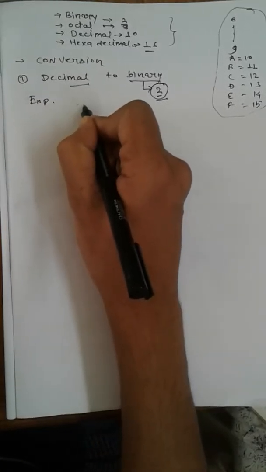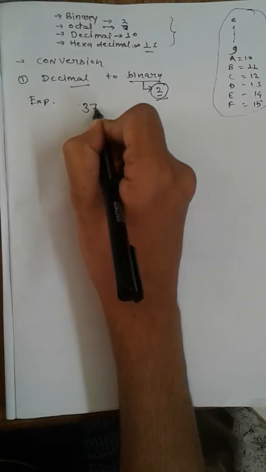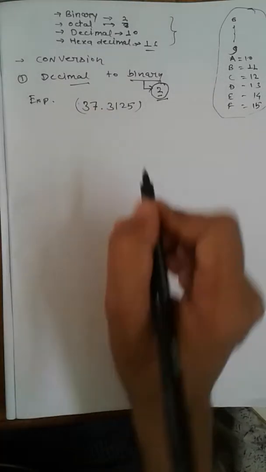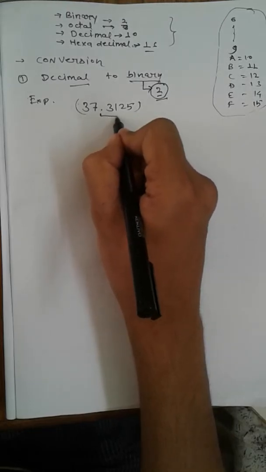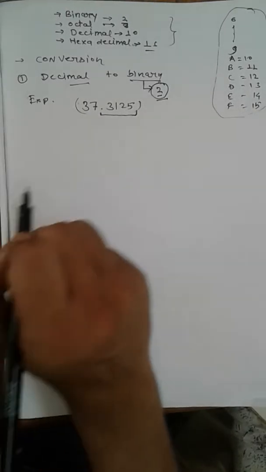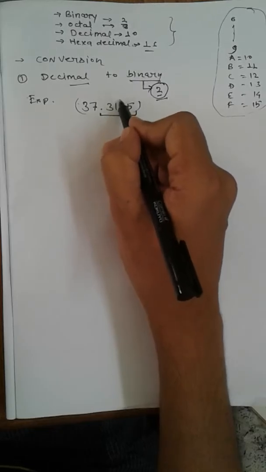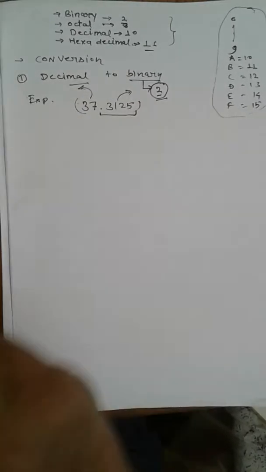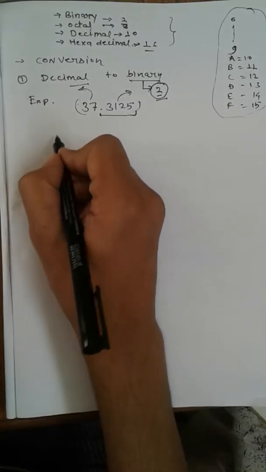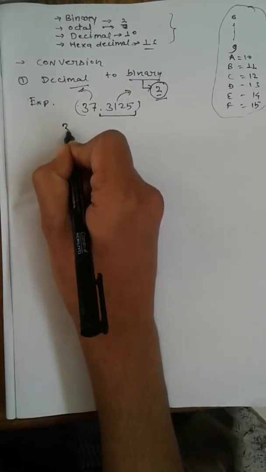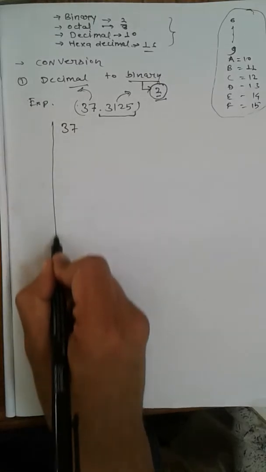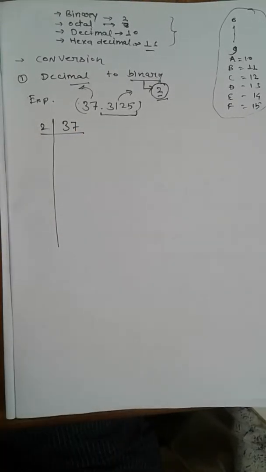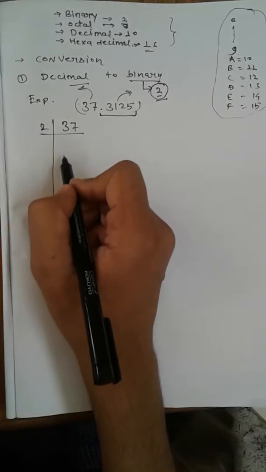For example, I have to convert 37.3125. We will convert the integer part by one method and the fractional part by another. Firstly we will convert 37. How to convert 37 into binary? We write 37 here and start dividing, writing only the integer quotient each time.